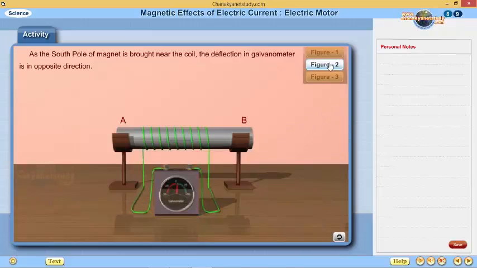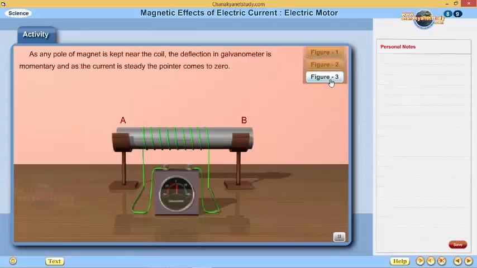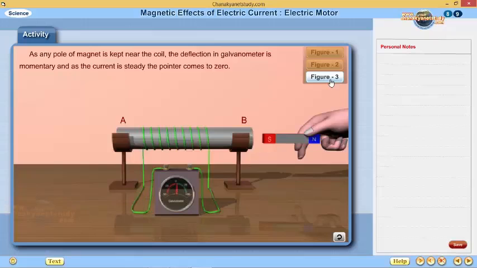Observations. The two deflections are in the opposite direction. If instead of the magnet, the coil is moved towards the magnet, the deflection of the galvanometer is observed in one direction, while if the coil is moved away from the magnet, the deflection is observed in the opposite direction.